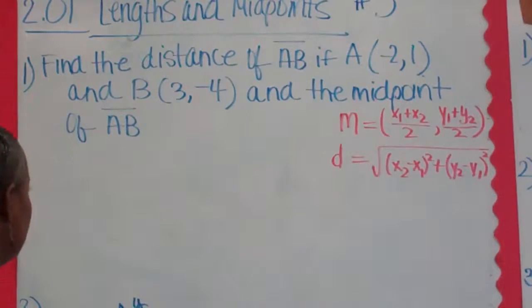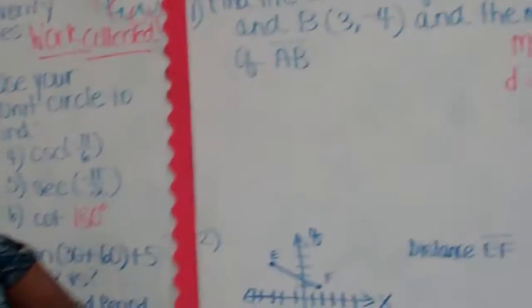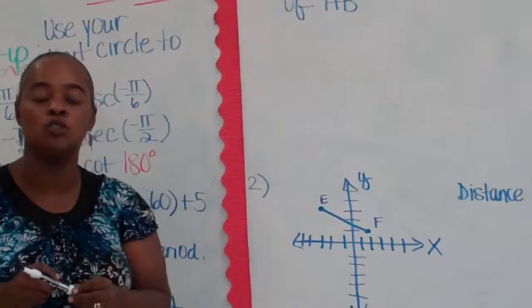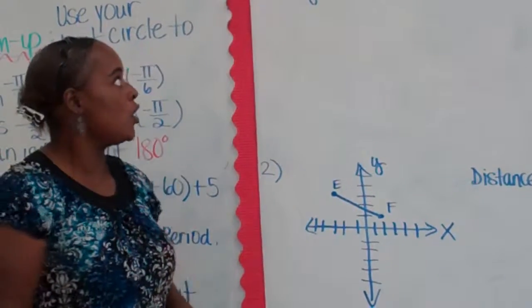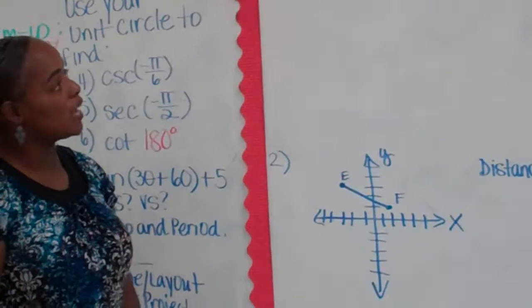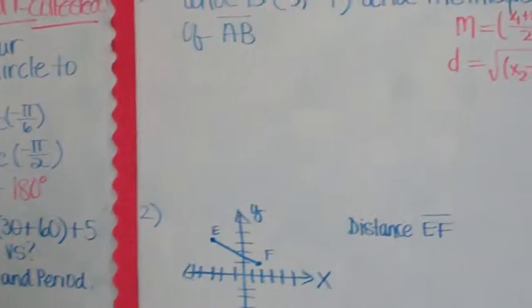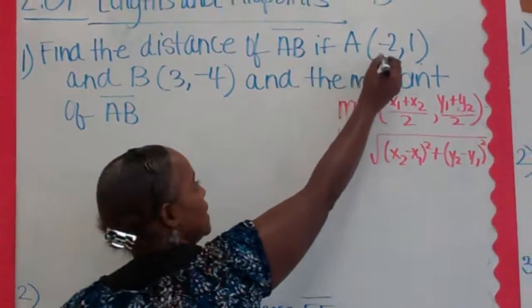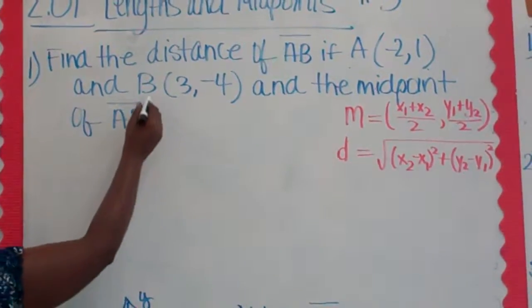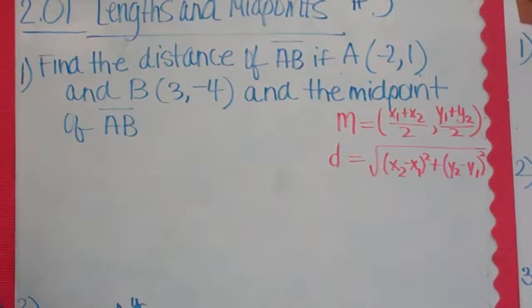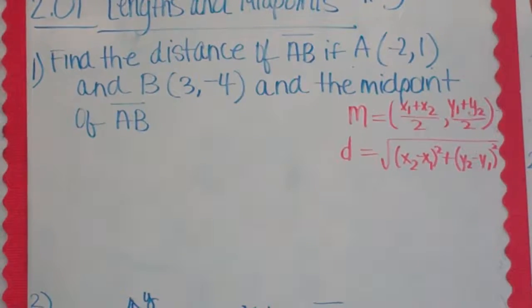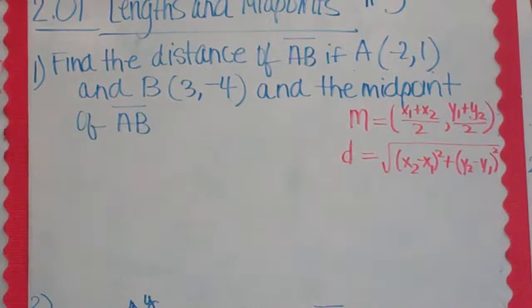Alright, on the board I have two problems. The concepts presented here are not particularly difficult. You do have to know your formulas. Problem number 1 says find the distance of line segment AB if point A is (-2, 1), point B is (3, -4), and find the midpoint. So we're combining the two. We're going to find the distance and the midpoint.